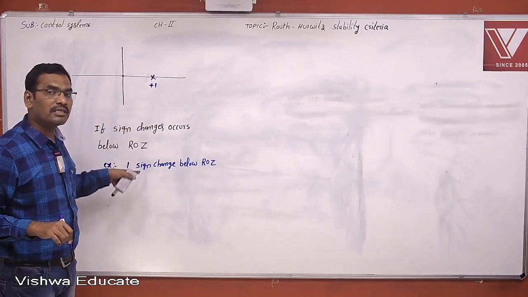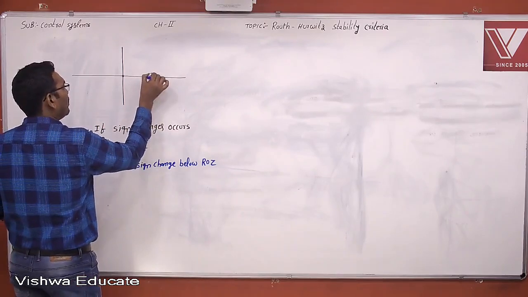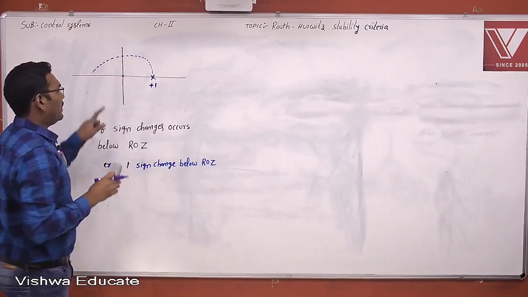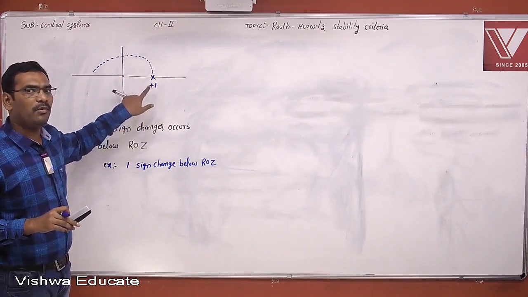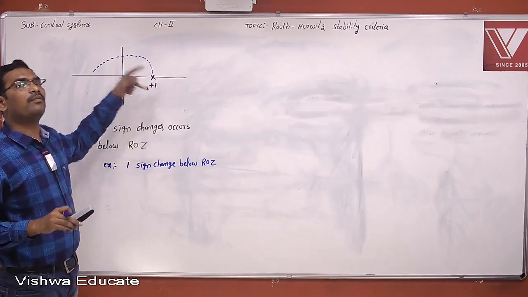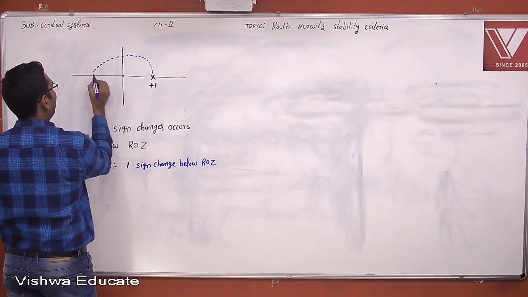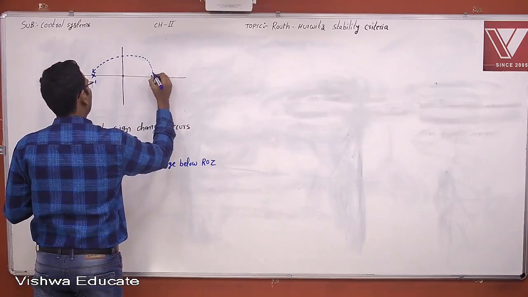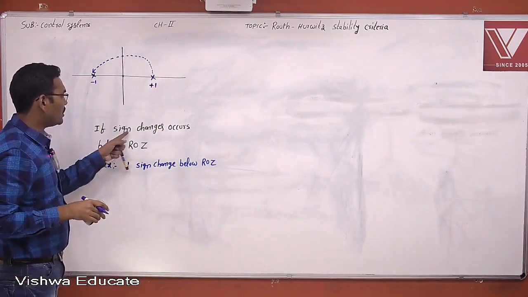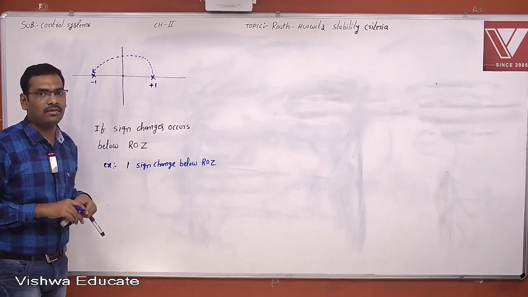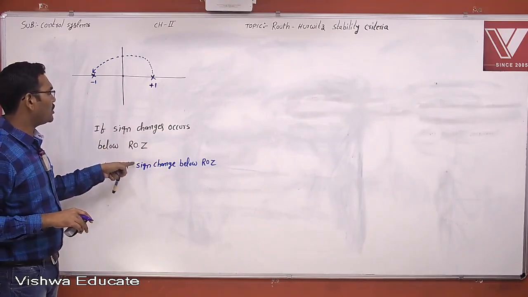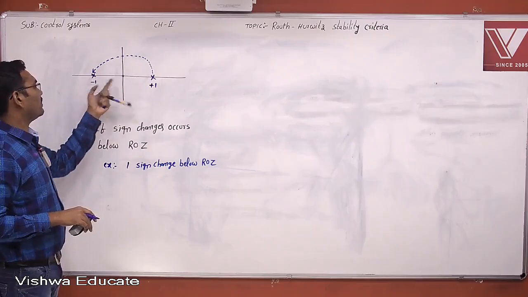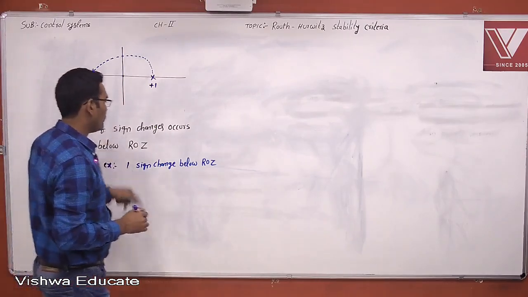If the sign changes occur below ROZ, it means there should exist a symmetrical pole on the left hand side. There exists a pole on the right hand side, and there exists a symmetrical pole on the left hand side, which is nothing but -1. This situation comes when the sign changes occur below ROZ. Understand or not? Corresponding to the right hand side pole, on the left hand side there is a pole.